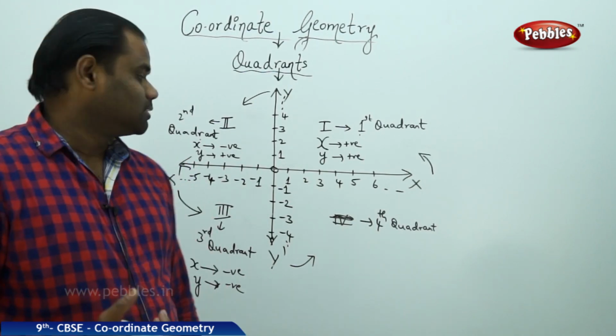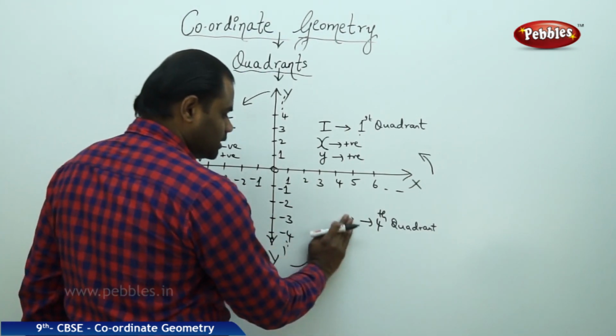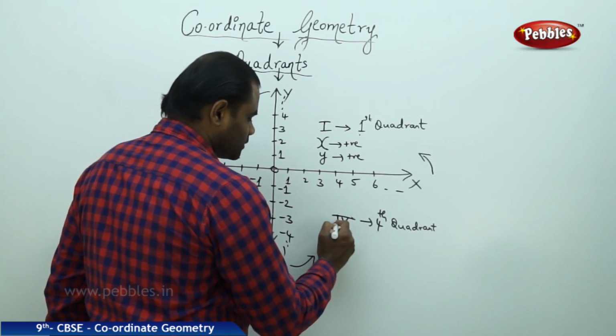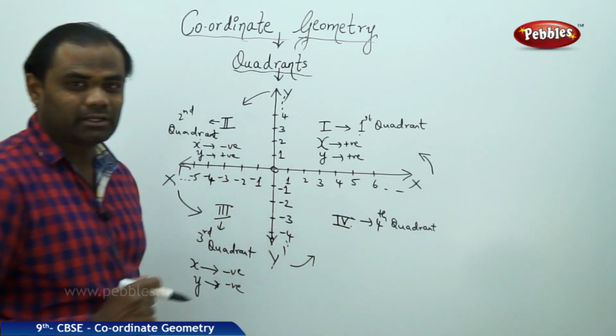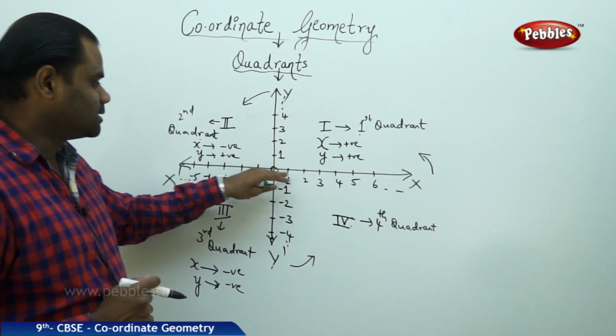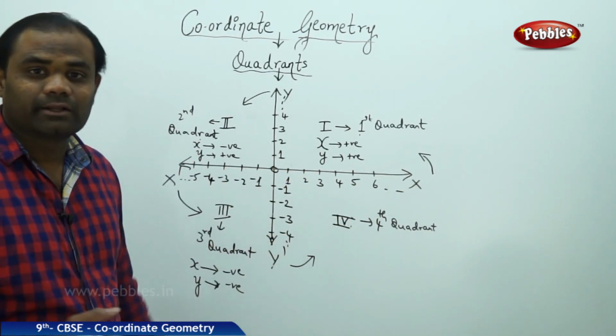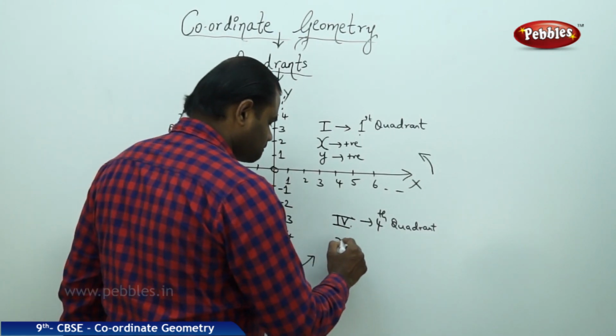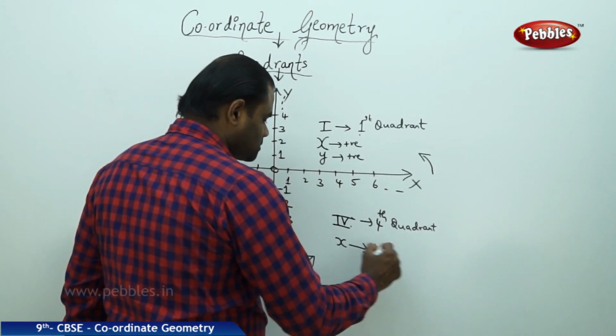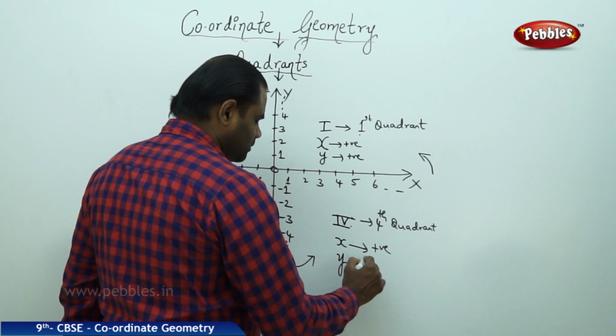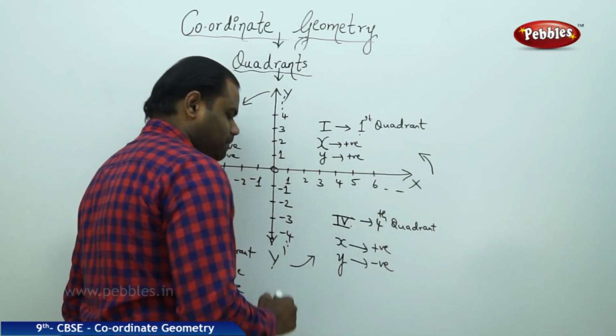And the last quadrant which lies out here is the fourth quadrant, and in this quadrant clearly when I see through the diagram, I see that my x values are positive and my y values are negative. Therefore, my x is positive and my y is negative.